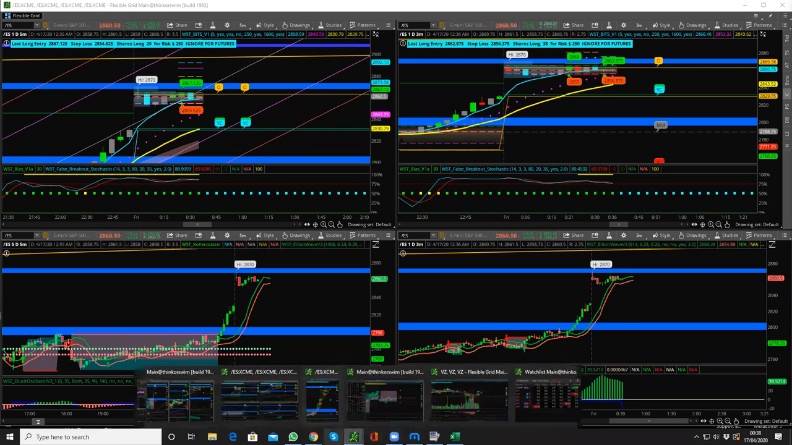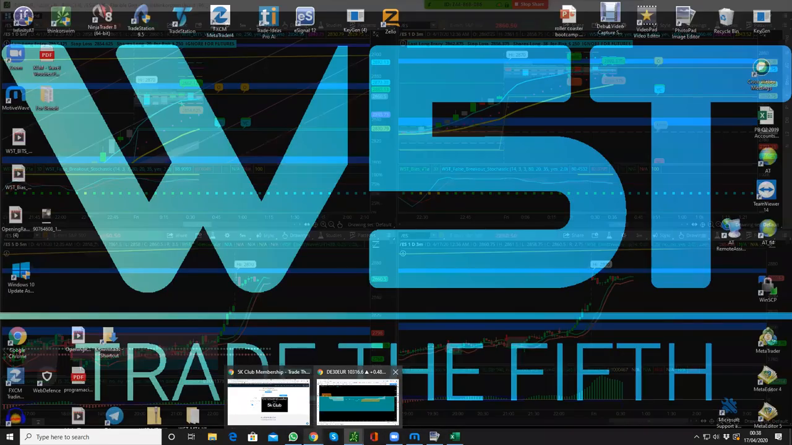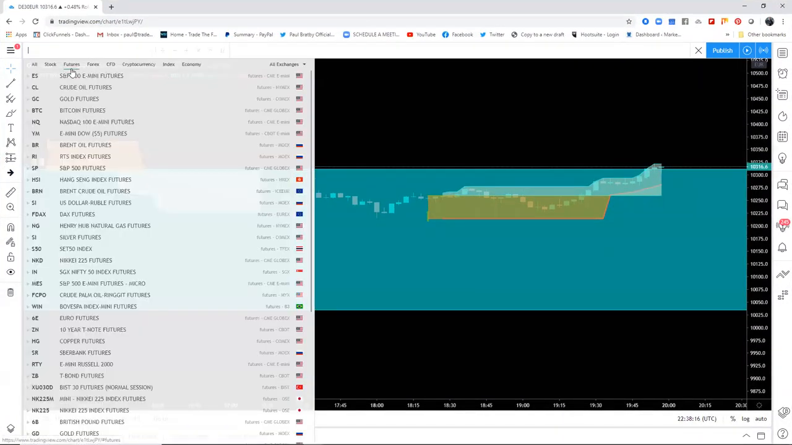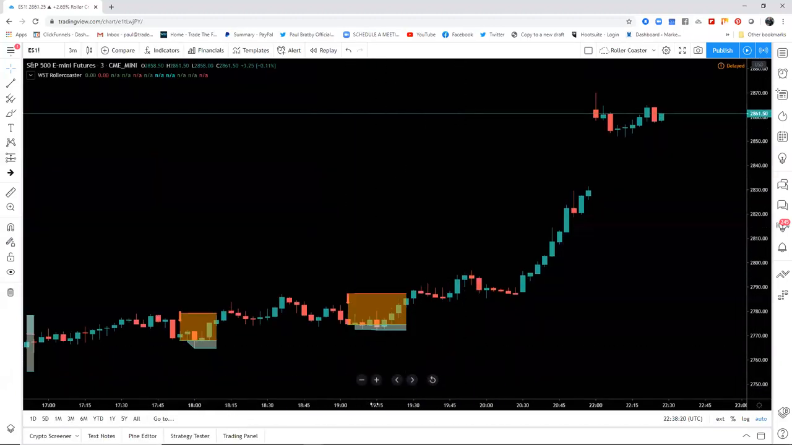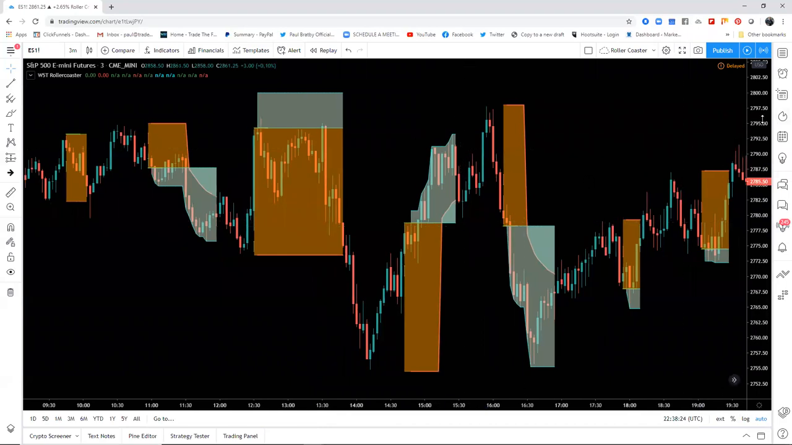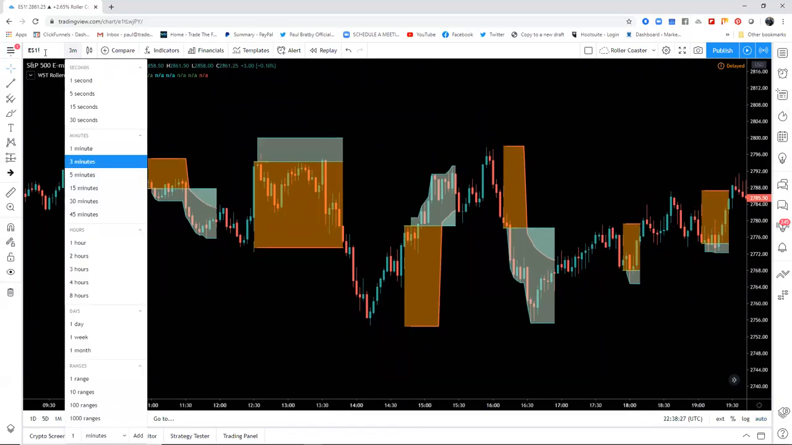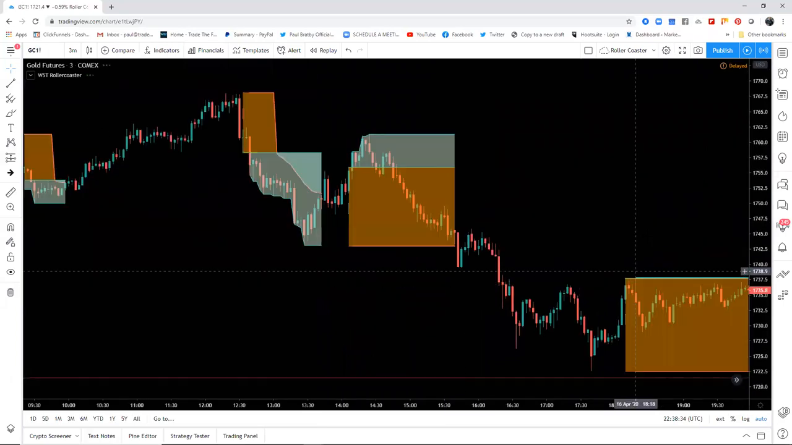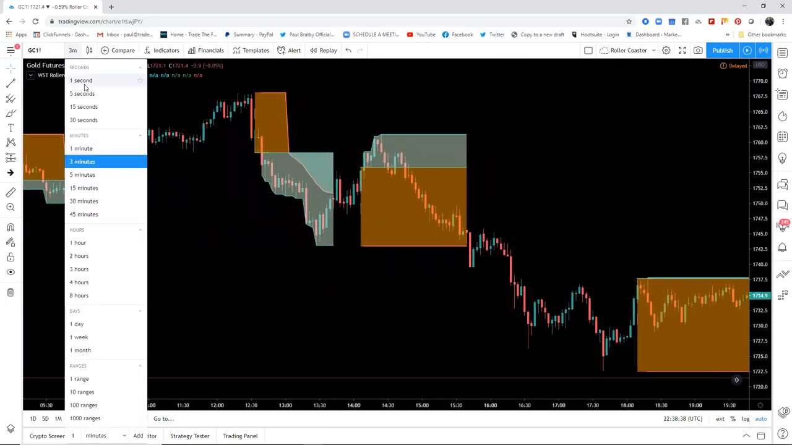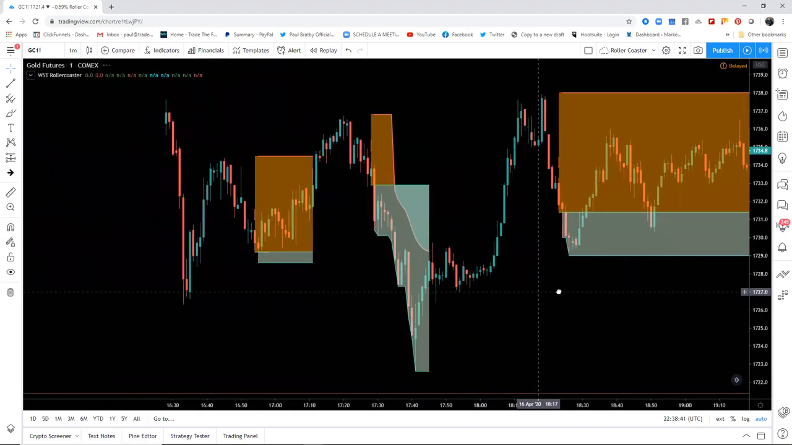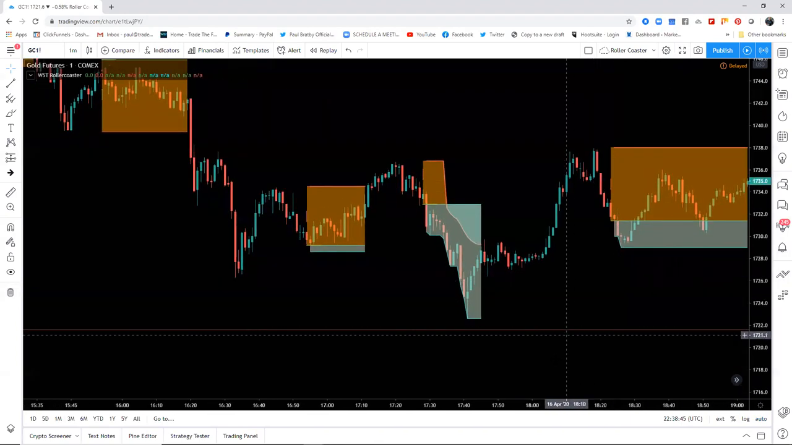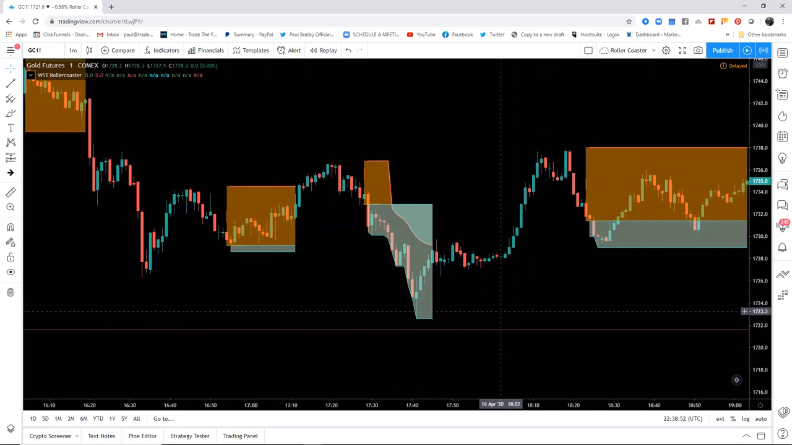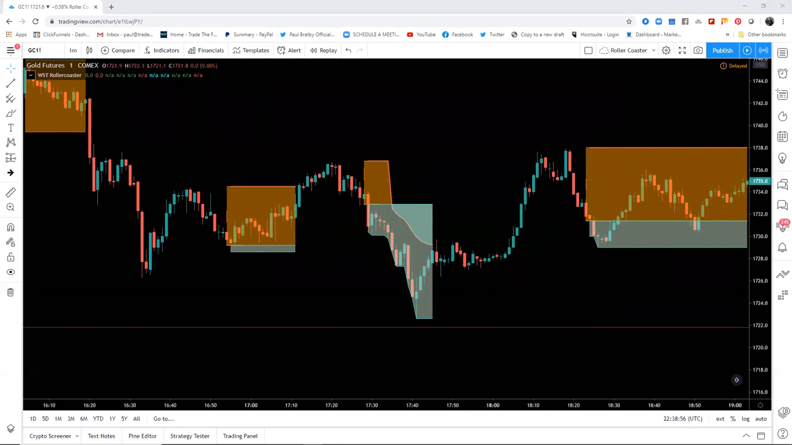So let's bring over the version on here and go to futures, ES. So this is the TradingView version, okay? Let's go to gold. One minute. Use the trace here. So there is nothing else on the chart, okay? This is why it keeps the chart clean and you can add on the other indicator suites to it. There is nothing else on the chart whatsoever, okay?